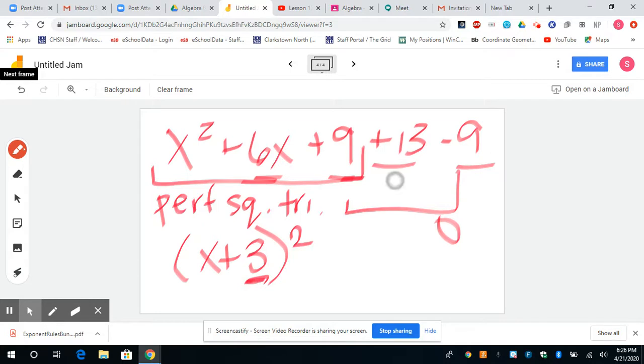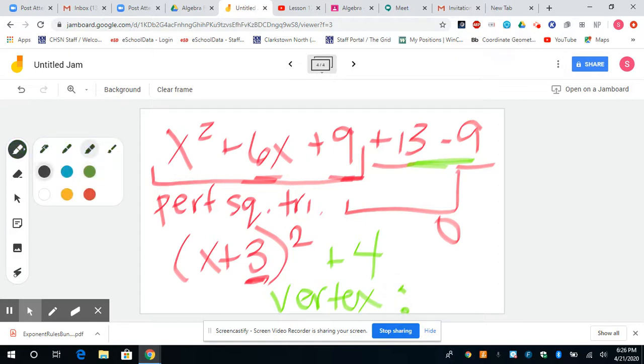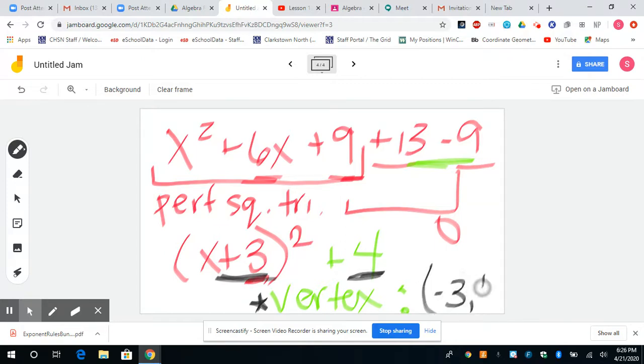And then we simplify these two. 13 minus 9 is just plus 4. So now we have vertex form. So my vertex from this equation is going to be these two numbers, right? Take the opposite of the inside, and then you take the outside number. So negative 3, 4 is our vertex for this problem.